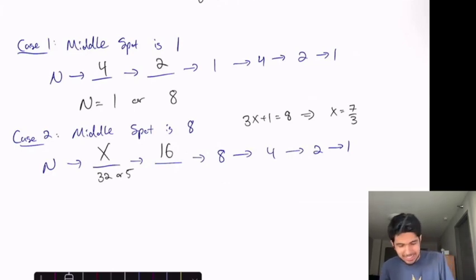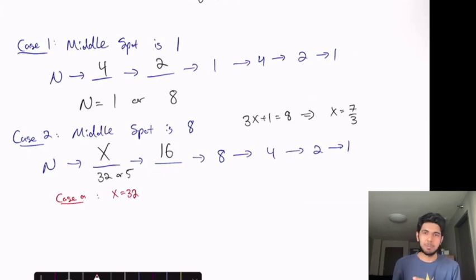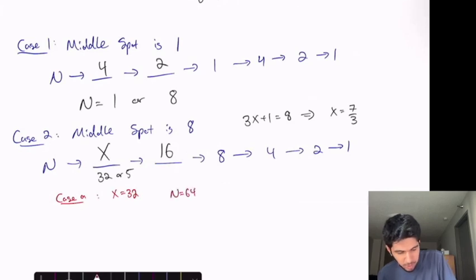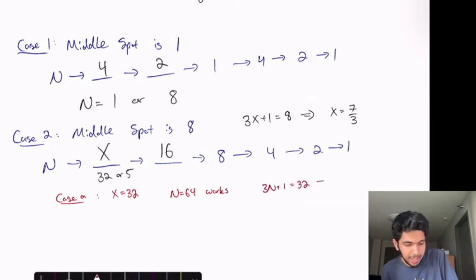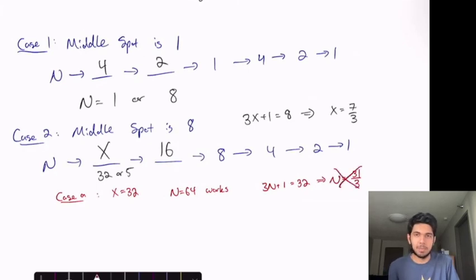So again, we have to do some casing now, so we'll call this case A, where I'll just say x equals 32, and we're solving for n, which is the spot right before it. So if n is even, then n over 2 would be equal to 32, so n would equal 64, so n equals 64 works. And if n is odd, then we would have 3n plus 1 equal 32, but that would say that n is equal to 31 over 3, which is not an odd number, so that case can't occur. So when x equals 32 here, we have n equals 64.